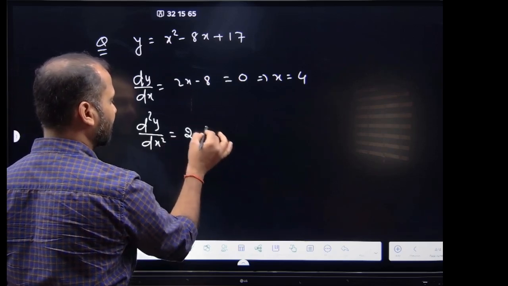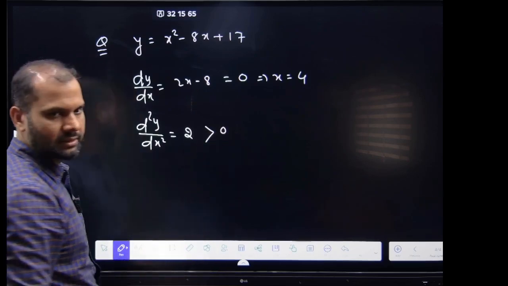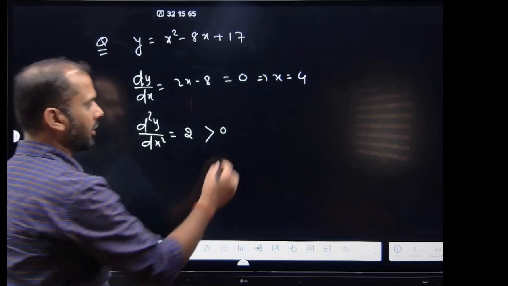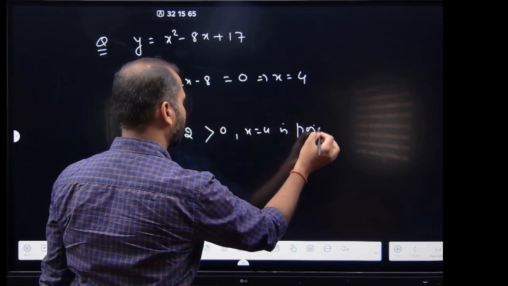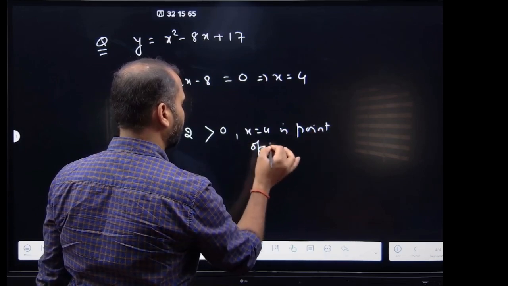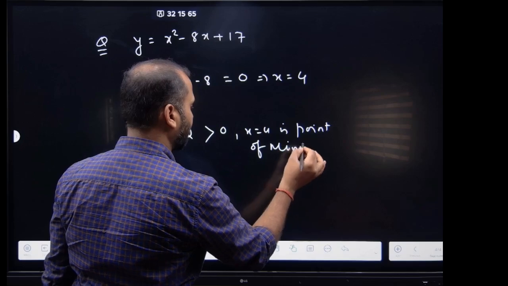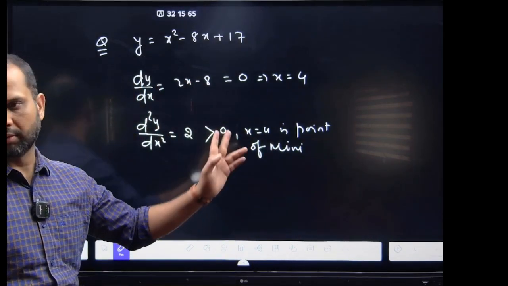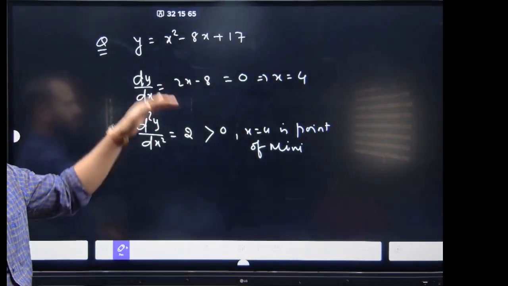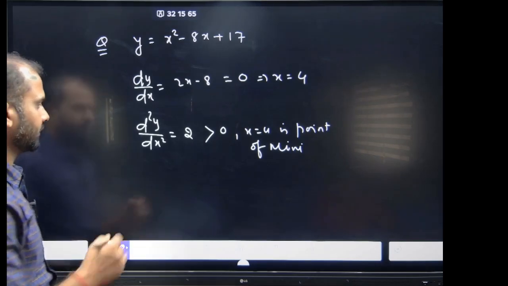Is it greater than 0 or less than 0? Greater than 0. Means whatever point is there, x is equal to 4 is a point of maxima or minima? Point of minima. Why minima? If it is greater than 0, we know, don't make that mistake. Greater doesn't mean maximum, greater means minimum. Max is there behind that, right? We shouldn't go into that.